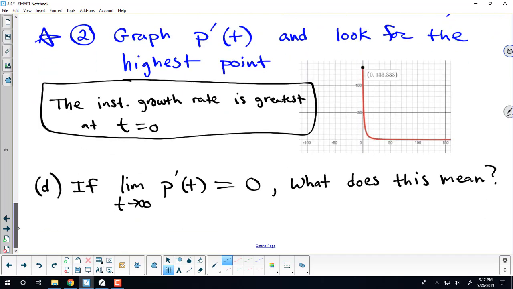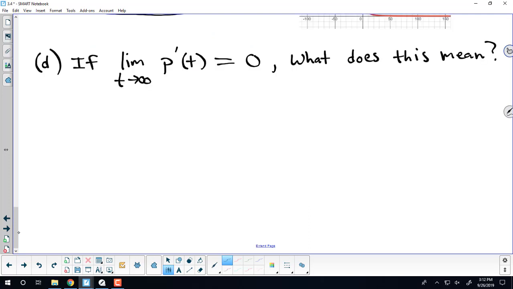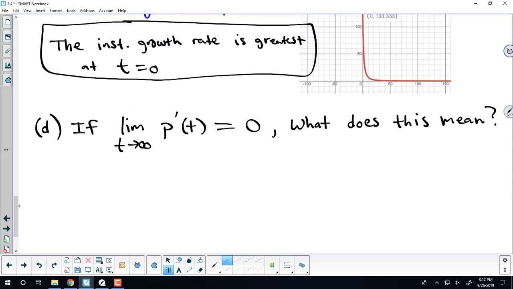I think there's one more piece. Part D: if the limit as t approaches infinity of P prime of t is equal to 0, what does that mean? How do we interpret that? The population growth is almost negligible. Yeah, it drops to almost 0. Remember, P prime of t describes not the population, but the instantaneous growth rate of the population at any time. And we're saying that as time progresses, the growth rate of that population is getting closer and closer to 0.